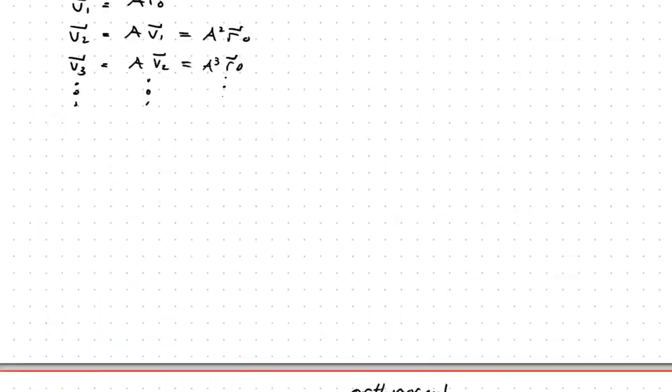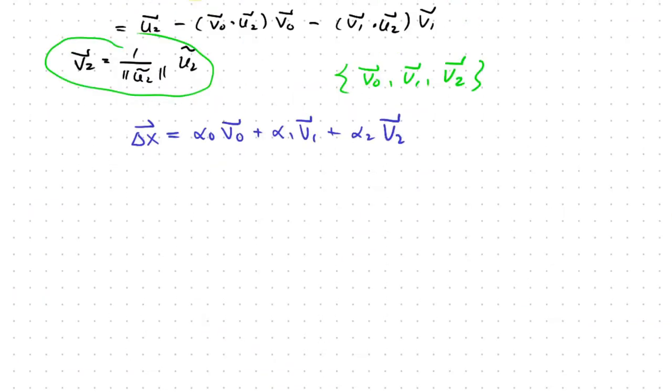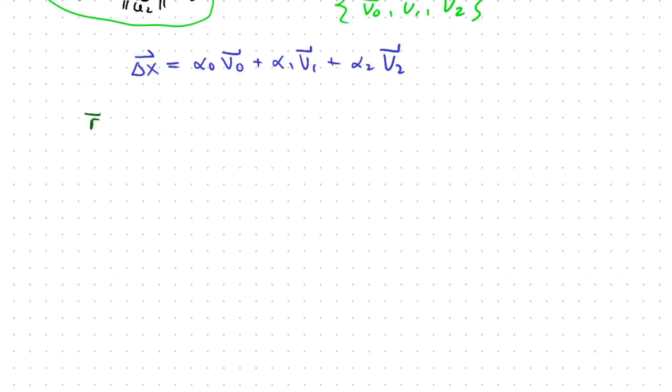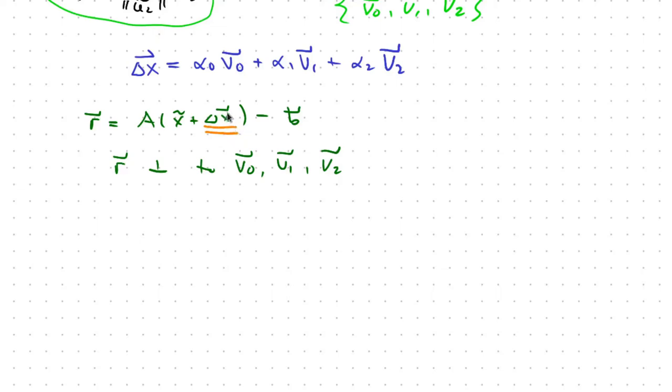So what was our equation? We had our residual was going to be A times x tilde plus delta x minus b. We want the residual for the update to be perpendicular to V0, V1, and V2. So what's going to matter here is expressing your delta x as a matrix times a vector. And then when I want to talk about how something is orthogonal, you can write that as another vector. So how do we do that?